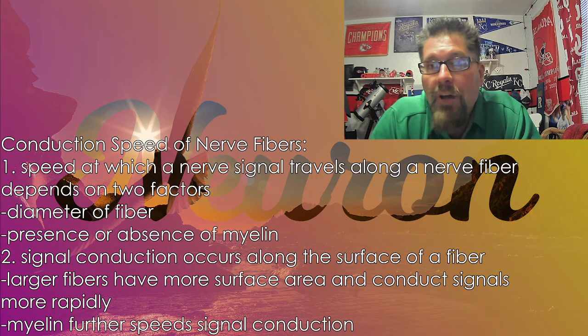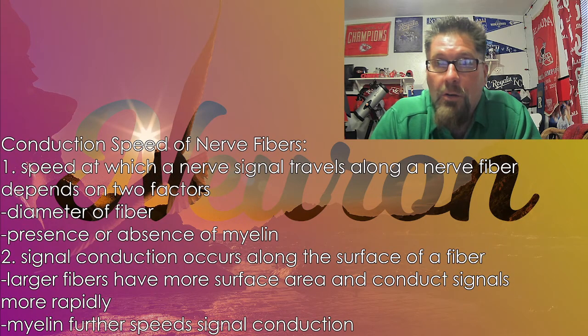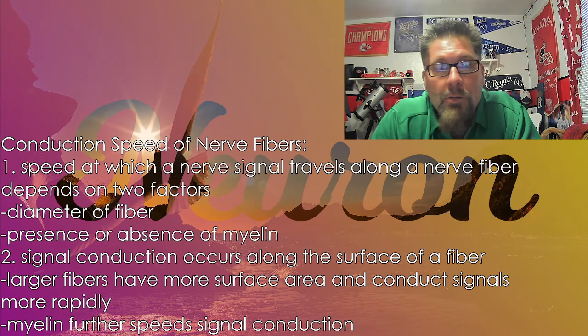And how that affects the nerve fiber is the speed of the signal. There are two factors, but we'll start with the myelin sheath. If it has the myelin sheath, then the signal is faster. If it doesn't have it, it is slower. And the other aspect that factors into the speed is diameter. A larger fiber is going to have more surface area and conduct the signal faster.